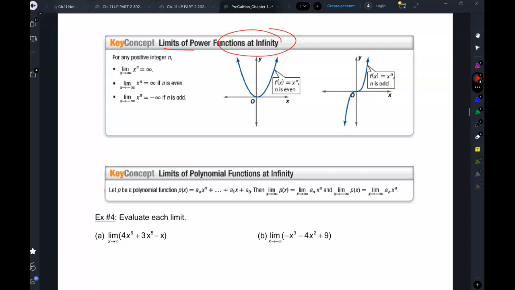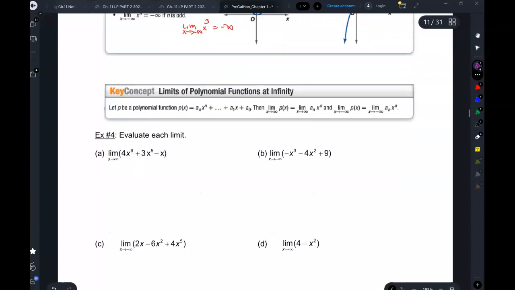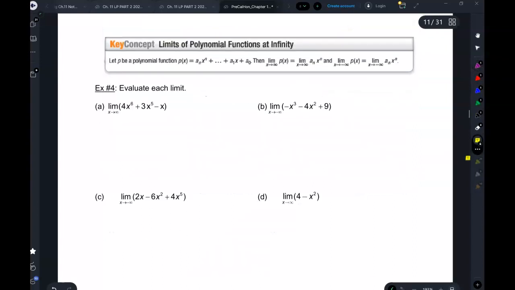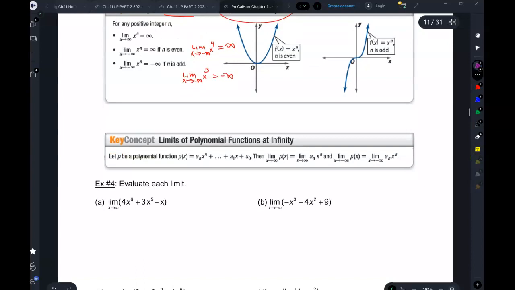So if you have the limit as x approaches negative infinity of x to the 4, that's positive infinity. But if you have the limit as x approaches negative infinity of x cubed, that's negative infinity. Is that okay with everybody? Okay, so now let's talk about polynomial functions.